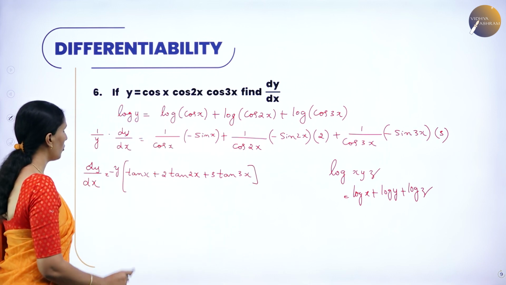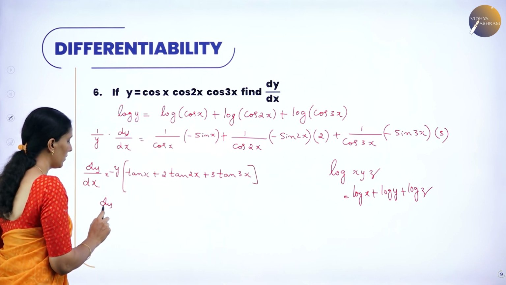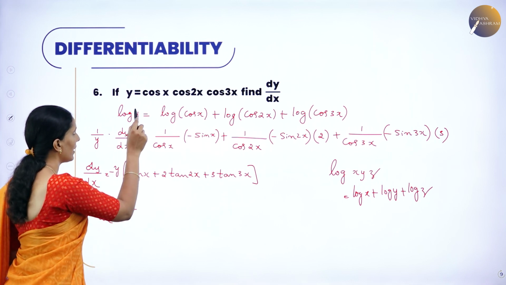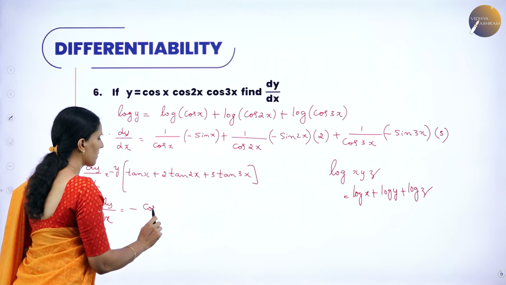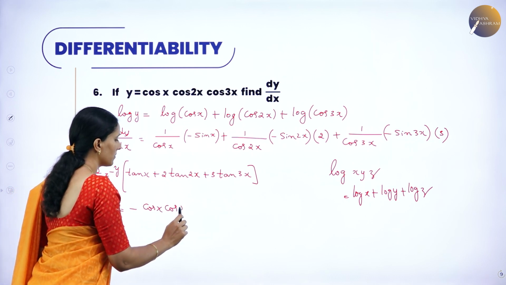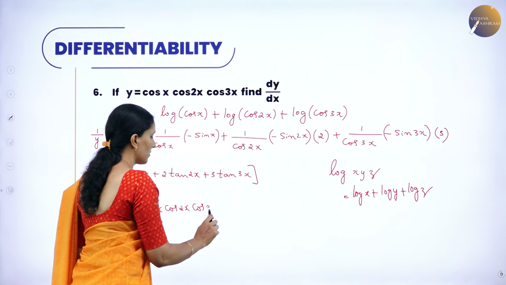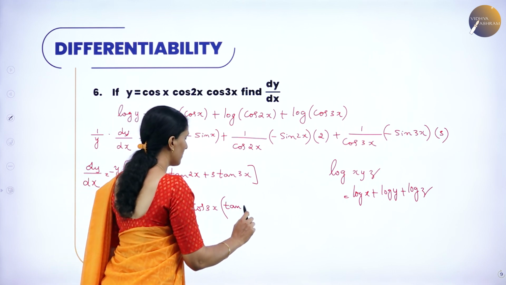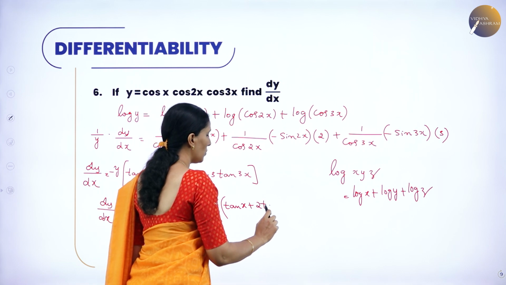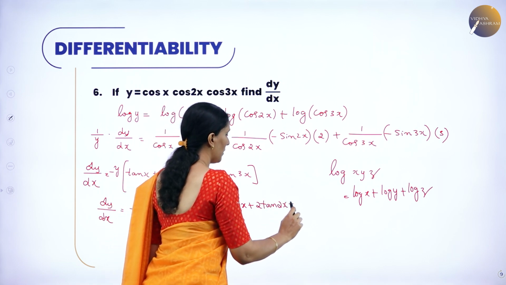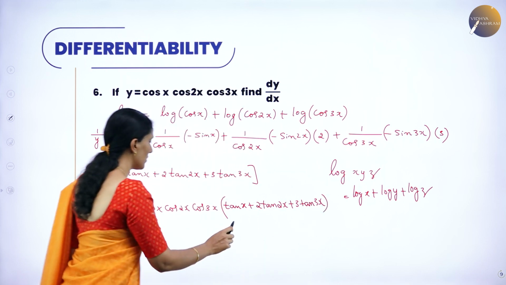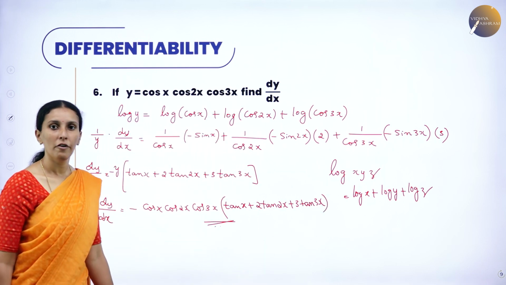So, replace the value of y here. So, therefore, dy by dx is equal to minus, what is y we have taken? Cos x cos 2x cos 3x into, so here we have tan x plus 2 tan 2x plus 3 tan 3x. So this is the derivative of the given function.